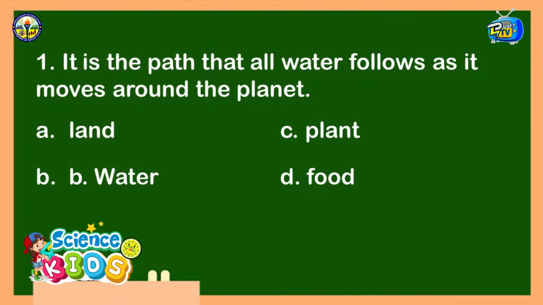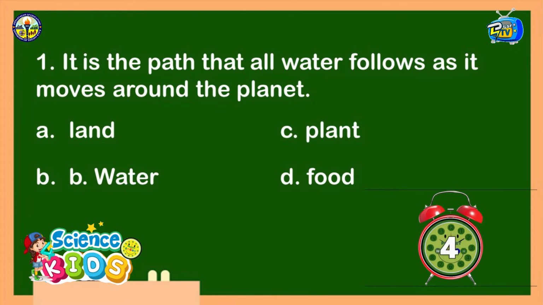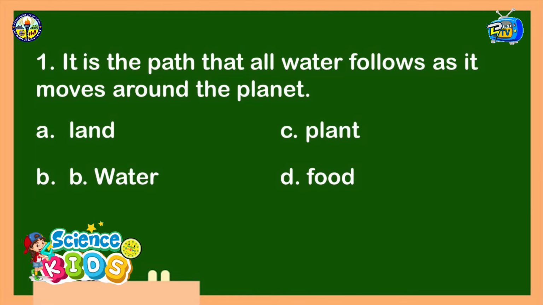Number 1. It is a path that all water follows as it moves around the planet. A. Land. B. Water. C. Plant. D. Food. Timer starts now. Time is up. What is your answer? The correct answer is letter B. Water. Good job.